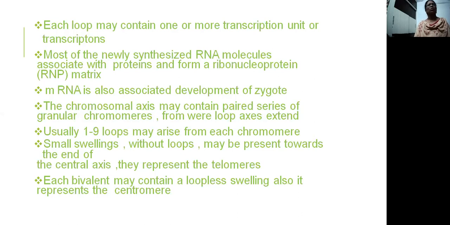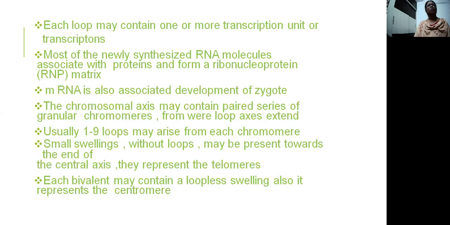Usually 1 to 9 loops may arise from each chromomere. So there are the chromomeres with the DNA and nucleosomes, and each chromomere is a nucleosome-like structure. From these beaded-like structures, 1 to 9 loops may arise laterally.